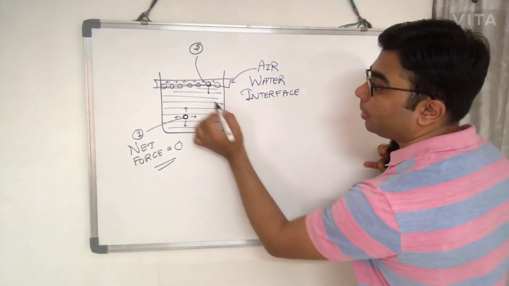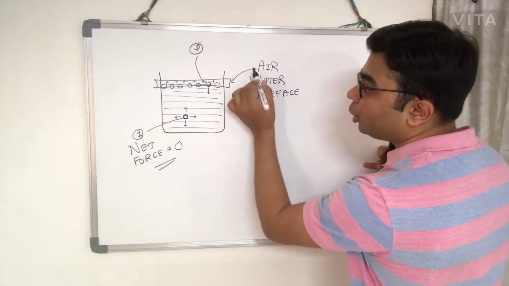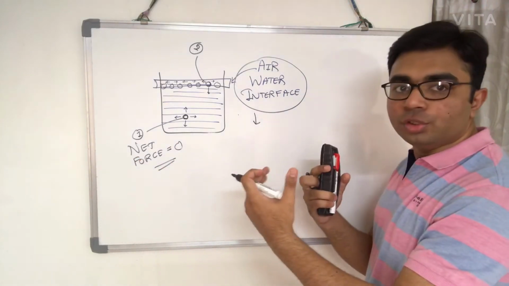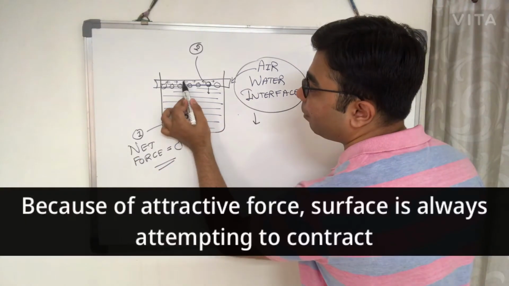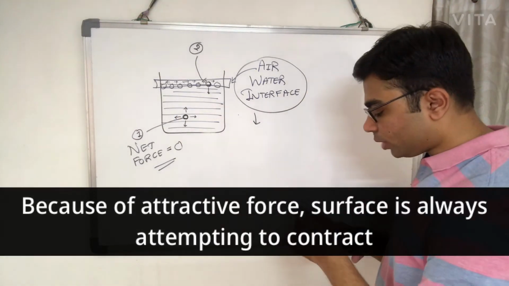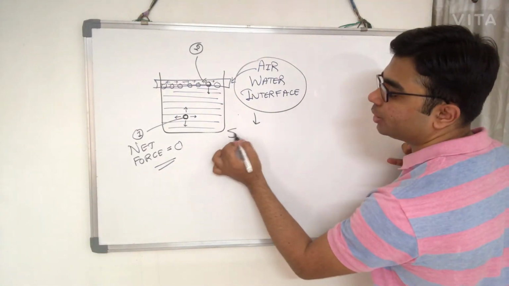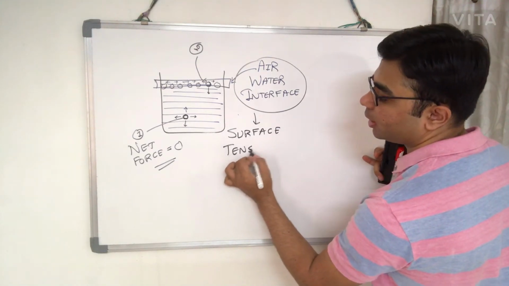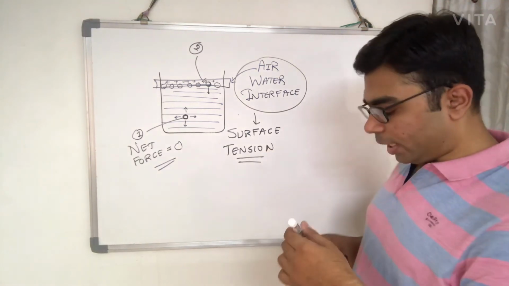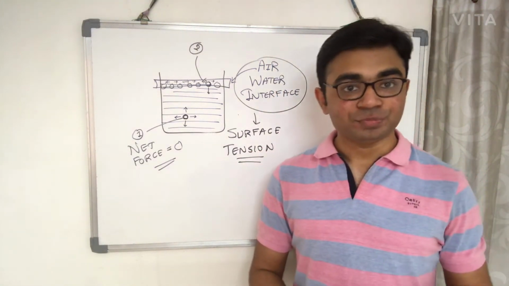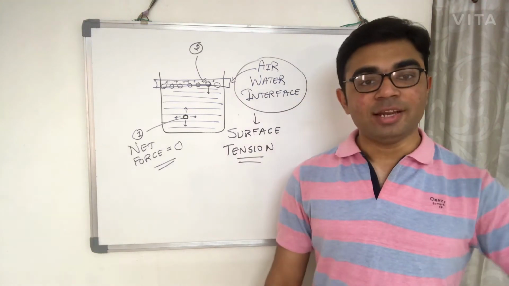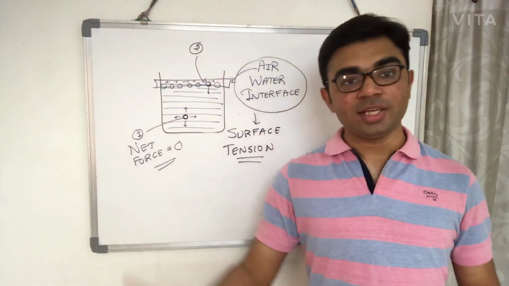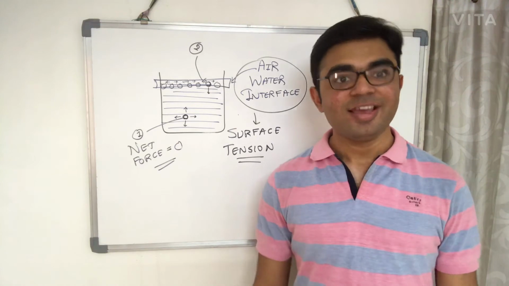Means the molecules present at the air-water interface tend to bring other molecules towards one particular center. And this creates a tension which is known as surface tension. I hope surface tension is clear to you. This is the very brief concept that we have all studied in physics. Now can we apply the same concept to the alveolar inner surface? Let's see.